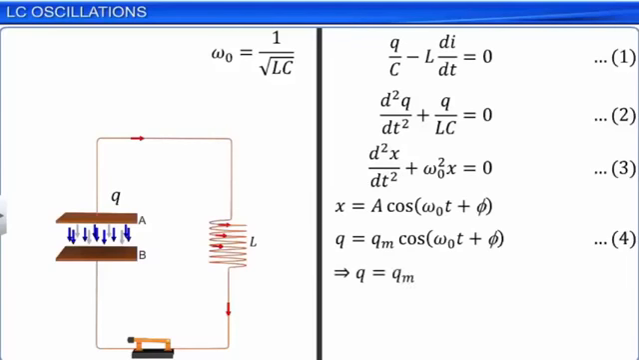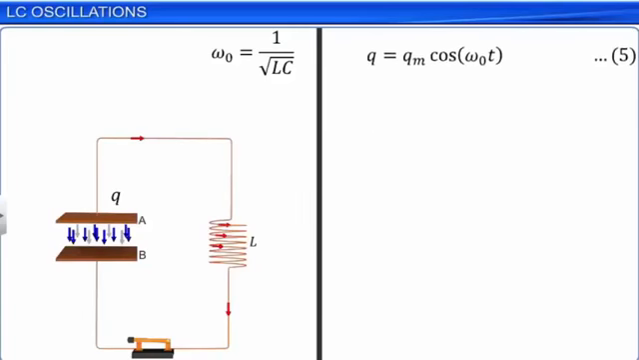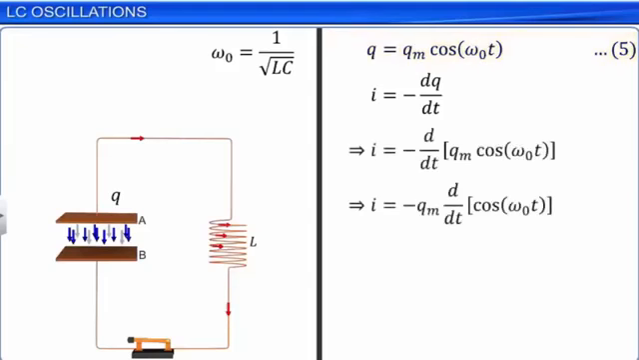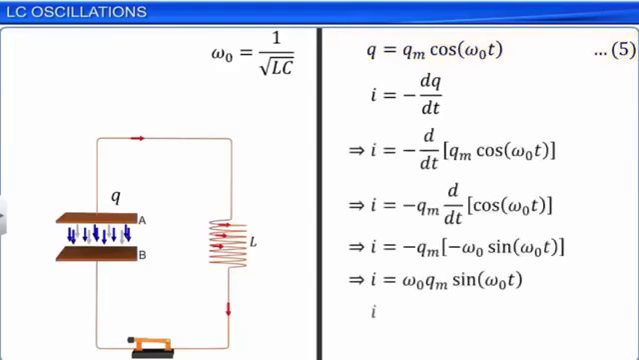As the capacitor gets discharged with time, we get current I is equal to minus dq by dt. Substituting the expression for charge from equation 5 and simplifying, we get I is equal to Im sin omega naught t, where Im is equal to omega naught into qm. Let this be equation 6.